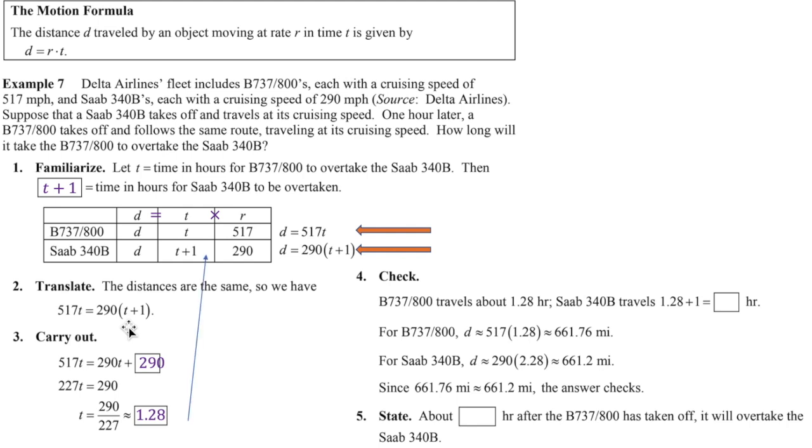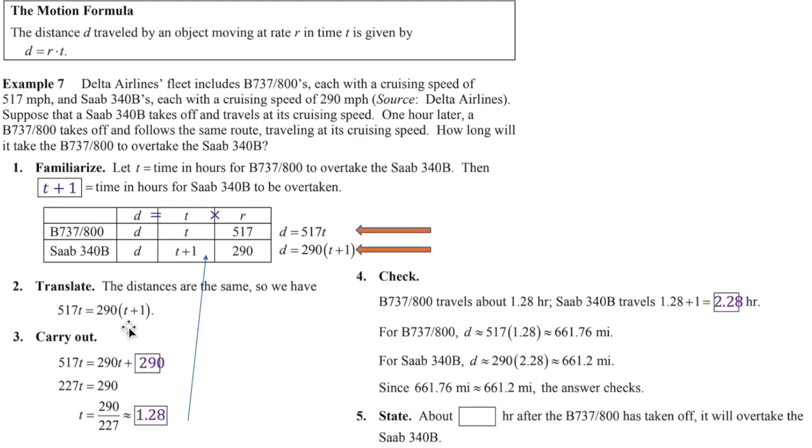Now that I know that the 737 is in the air for about 1.28 hours, I can find out how long the 340 has been in the air by adding 1 to it. Therefore, if I take 1.28 and add 1 to it, we have 2.28 hours.